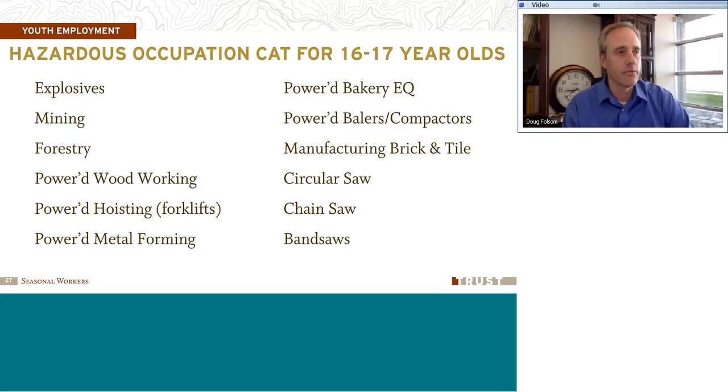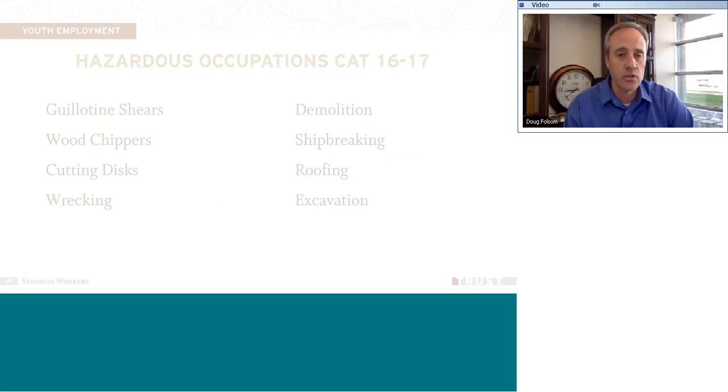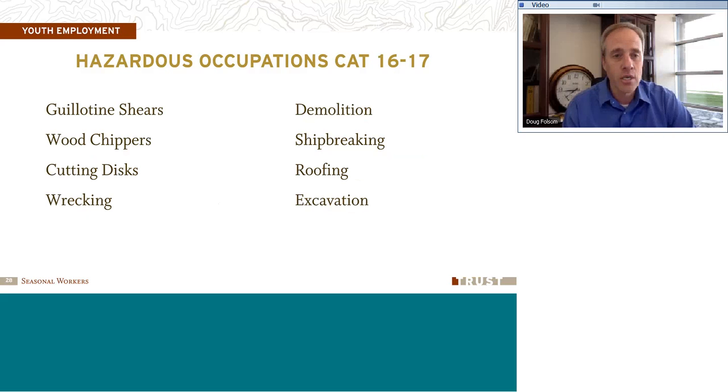And that may even have something to do with what Jason's going to talk about one of these days here with the silica stuff. But circular saws, chainsaws, band saws are specifically mentioned as tools that 16 and 17-year-olds cannot use. Guillotine shears, wood chippers, abrasive cutting discs, wrecking, demolition, shipbreaking, roofing. Kind of hard to do roofing without getting on a ladder or scaffolding anyway, but roofing and excavation work. You can't have 16 or 17-year-olds working in trenches or other excavations like that.